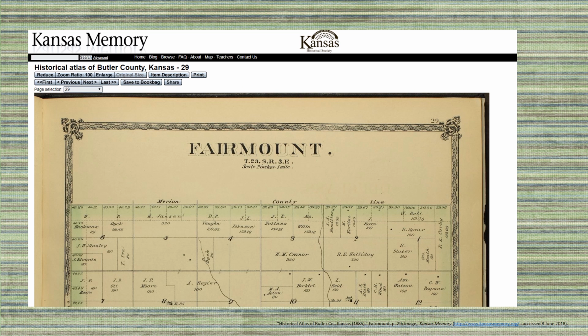Maps on these websites are rarely indexed, and it may take some browsing to locate your ancestor. One thing that can help is the title of the township and the land description. If you have a census record with the township name or a deed with the land description, using these can help narrow down your search.